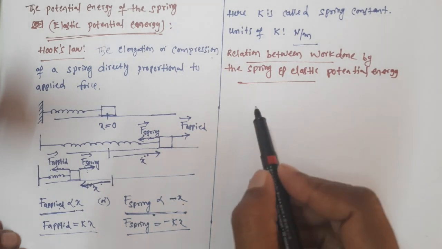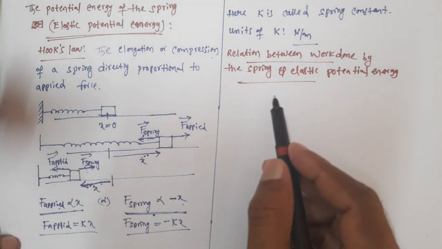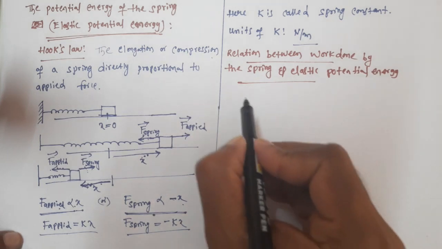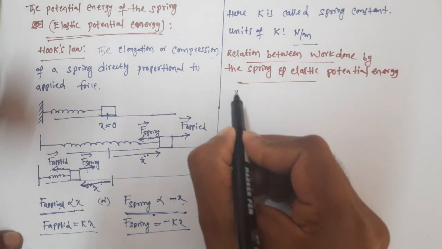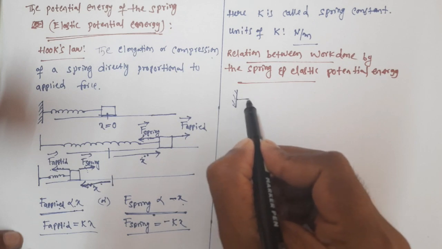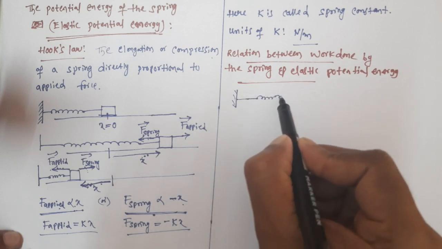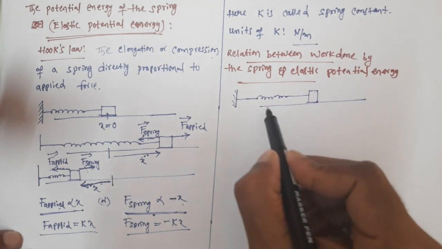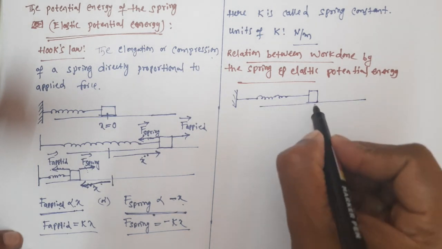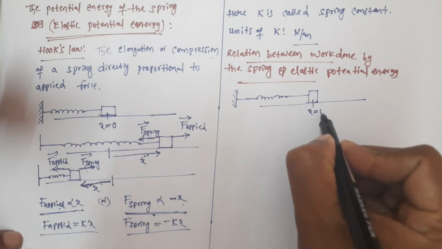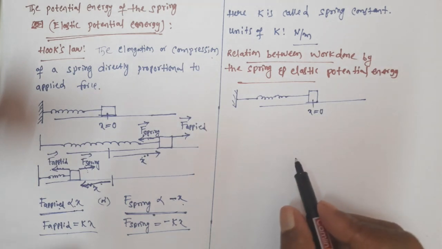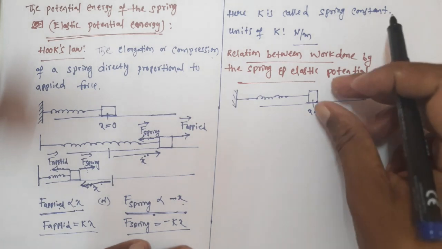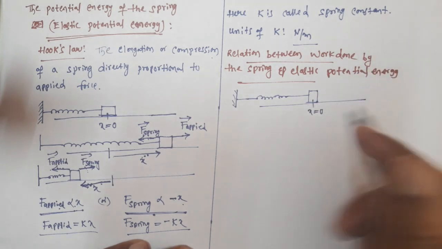Yes, now let us derive the relationship between work done by the spring and elastic potential energy stored in the spring. For that, now consider a spring attached to a block on a smooth surface. Now let's say initially the block is at x equal to 0. Now let us stretch the spring, that means by applying force on the block, let us move the block this side.